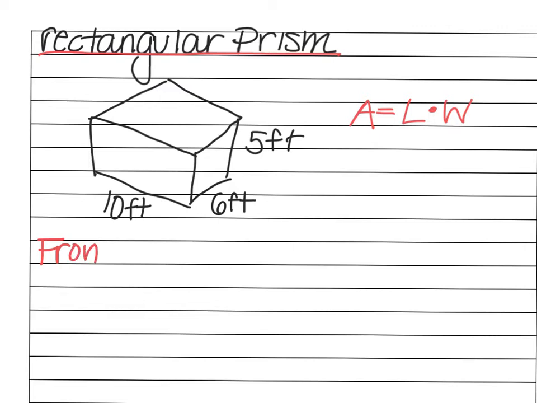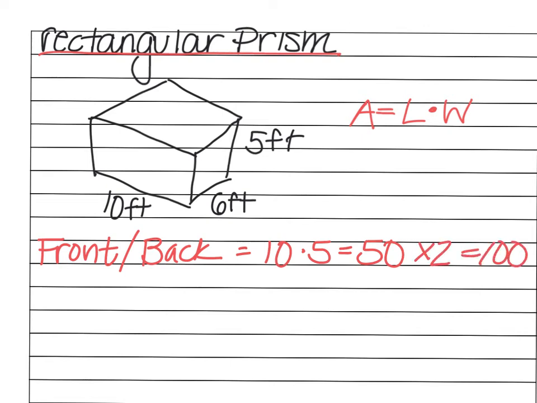So we have the front and the back. The front of the box is right here. This is if you were looking at it straight on, this would be the very front. So we know that our area is length times width. So we have 10 times 5, which is 50, but you have a front and a back, so you have to multiply it by 2, which is 100.